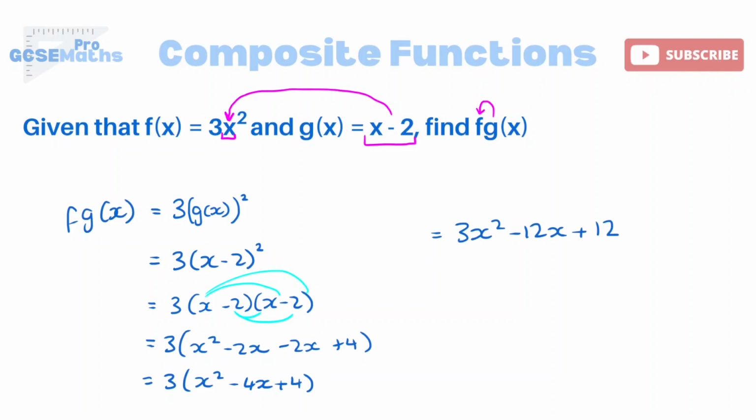So it's only really this line here that is the composite functions part. The rest is just normal algebra, so maybe expanding brackets, simplifying, that kind of thing. It's literally just substituting one whole function into the other. That's literally all it is for composite functions.